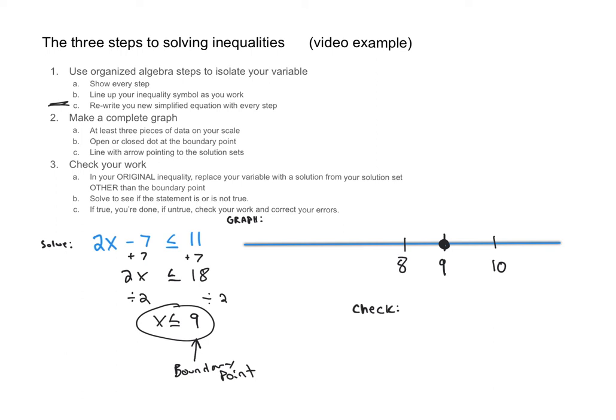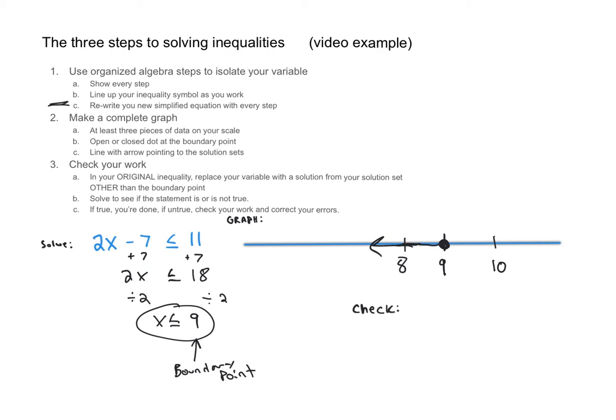The reason you need an arrow is if I just kind of go like that, my graph shows that my solutions are 9 and everything between 9 and 8, and then maybe a little bit beyond 8. But if I add an arrow on there, that arrow means that those solutions go on and on and on into infinity. There are an infinite number of solutions to this inequality.